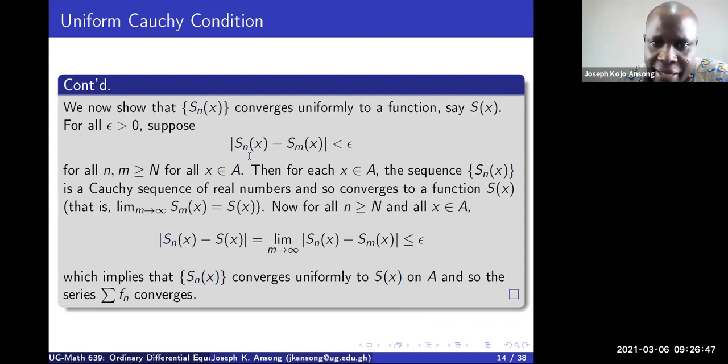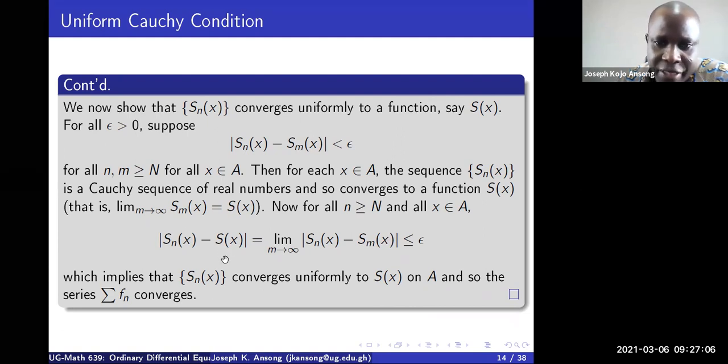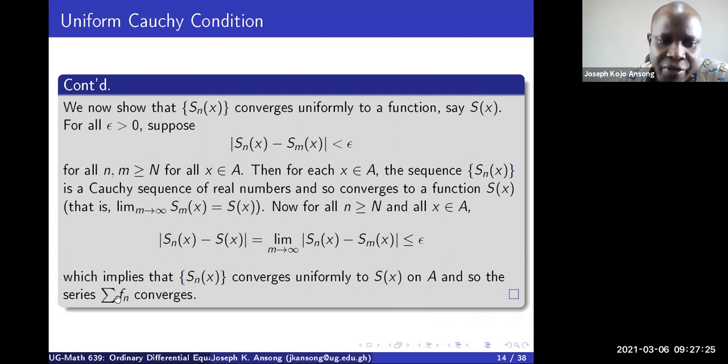Remember, if you take the limit as m goes to infinity of both sides of this expression here, right? This guy is convergent for all x, converging to some s of x. Okay, and this of course has no m here, so this will remain as that. So when we take the limit, this is s, so that is why we have s of x here, and this is less than or equal to epsilon, which implies that Sn of x converges uniformly to the function s of x on A, and so the series itself.